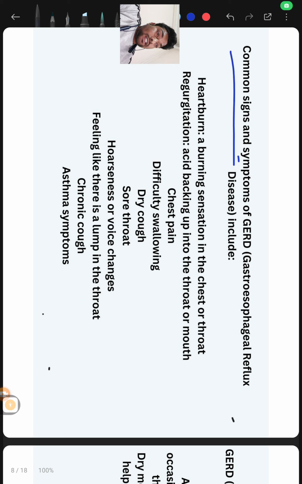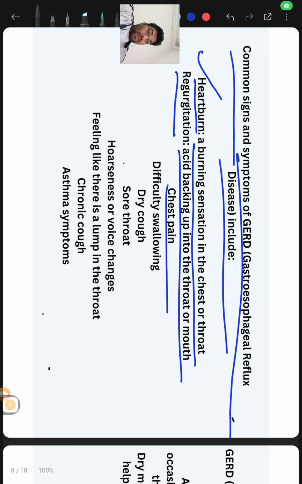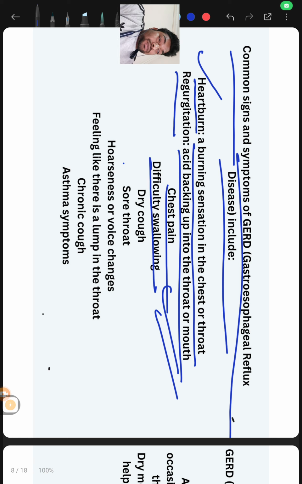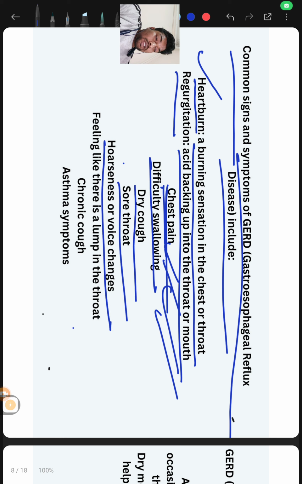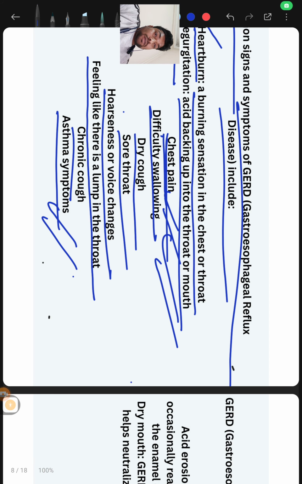Now, talking about the signs and symptoms of GERD, that mainly includes heartburn, that is a sensation in the chest and throat. Now, regurgitation, we already discussed it, that is acids backing up into the throat or mouth, and then the next signs and symptoms are chest pain, difficulty in swallowing, dry cough, sore throat, hoarseness or voice changes, a feeling like a lump in the throat, chronic cough, and asthma symptoms are also seen in GERD.